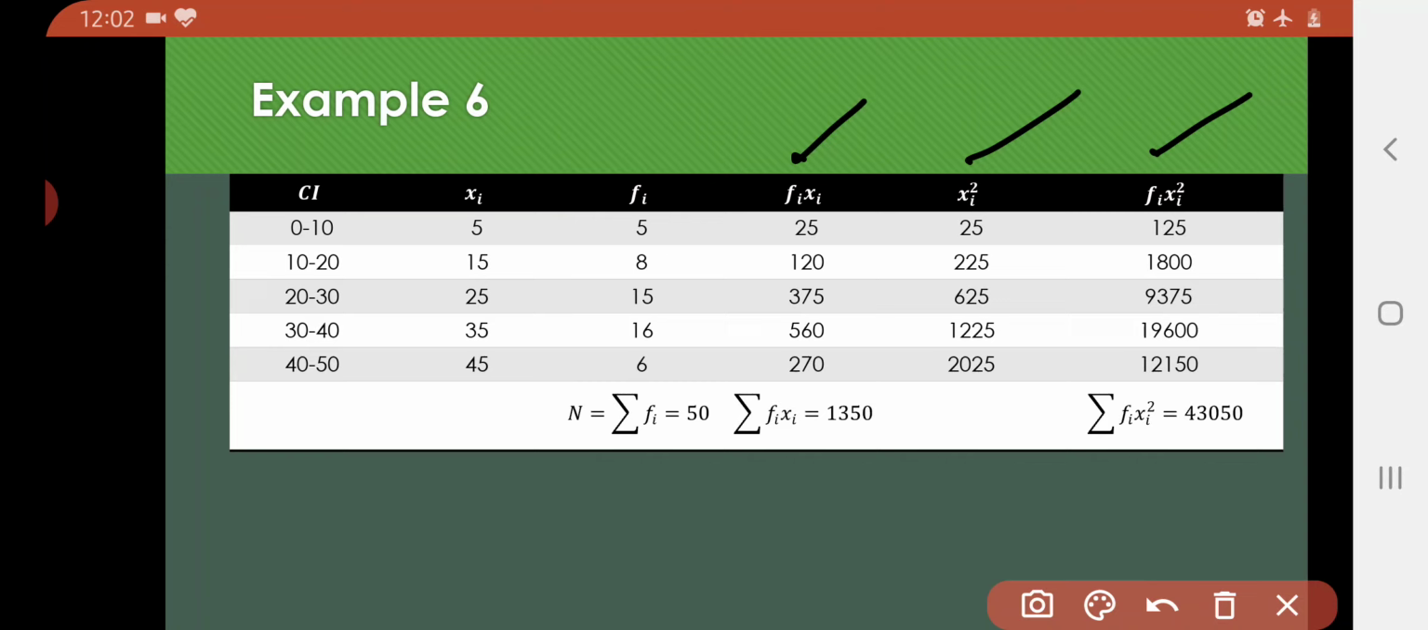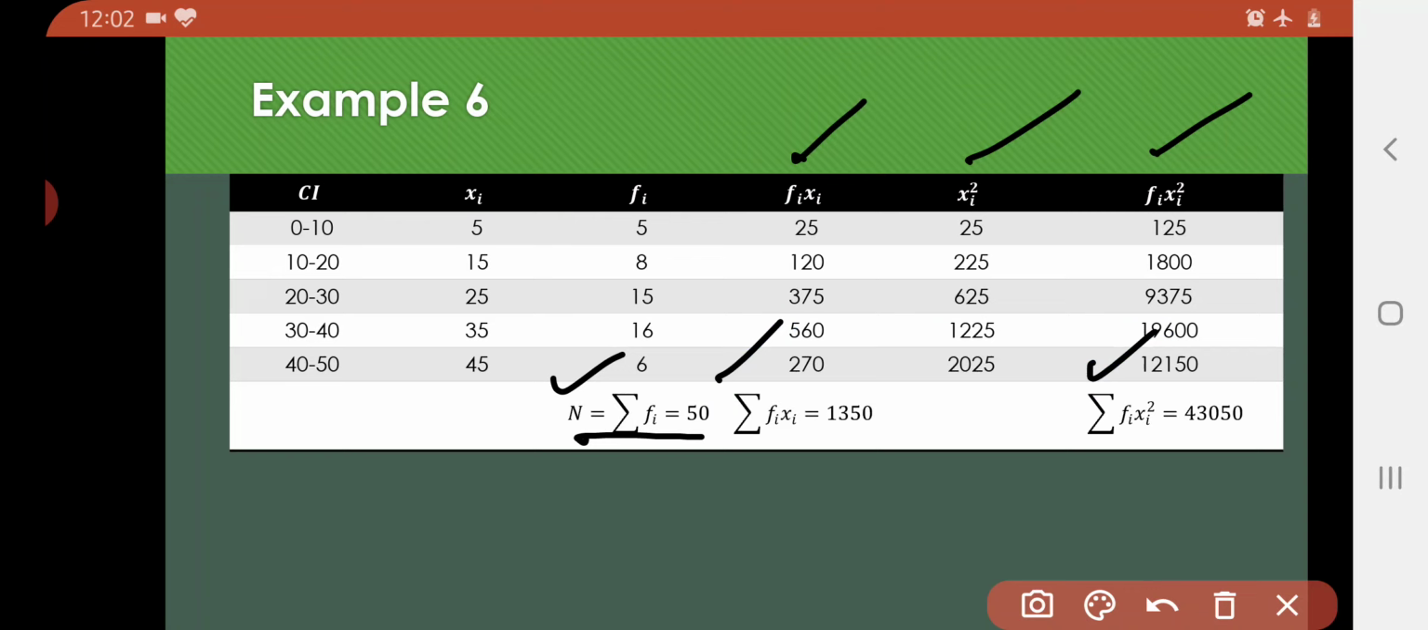Then there are certain things I need to calculate, that is the total frequency, that is your capital N. Then I need to calculate summation of fi xi, that is, add up the column of fi xi. This is the second thing I need. And the third thing I need is summation of fi xi square.